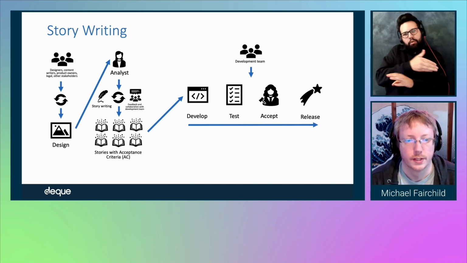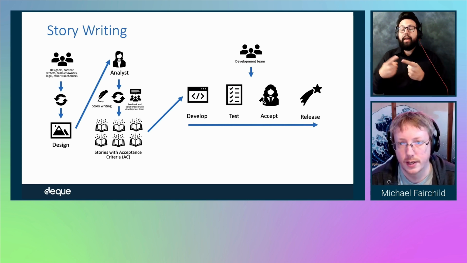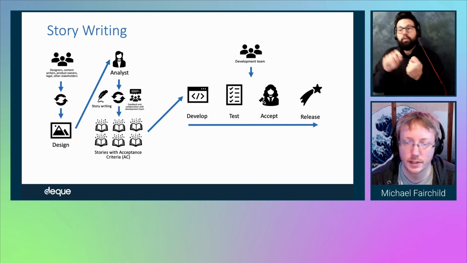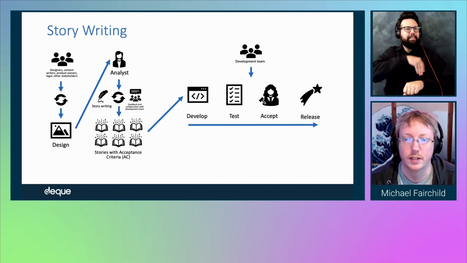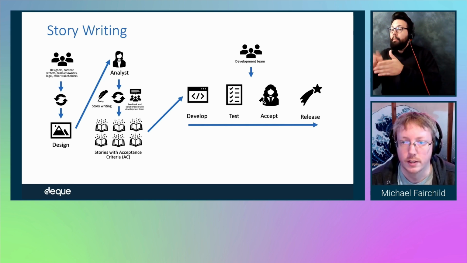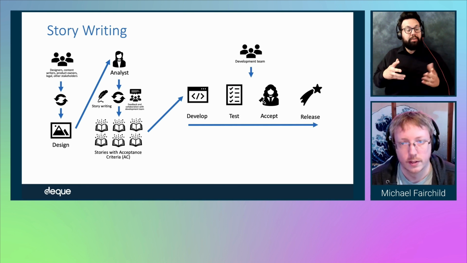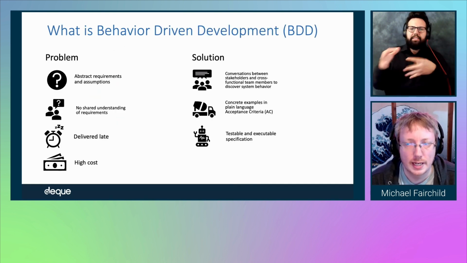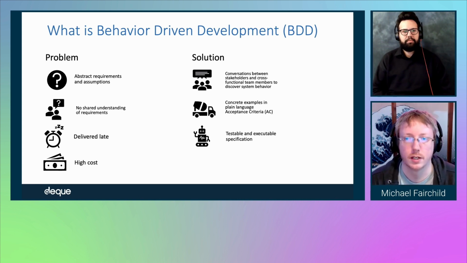Once they have all these stories with acceptance criteria, they hand them off to the rest of the development team, where they develop to those acceptance criteria. They test those acceptance criteria. The product owner accepts the story or rejects it, right? And then they get to release. So what we saw play out there was essentially behavior-driven development.